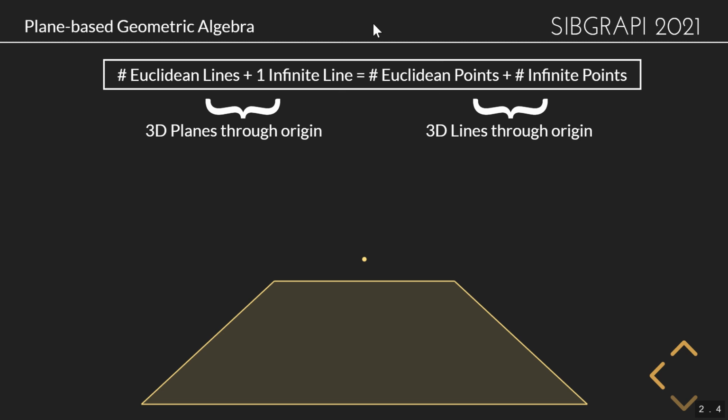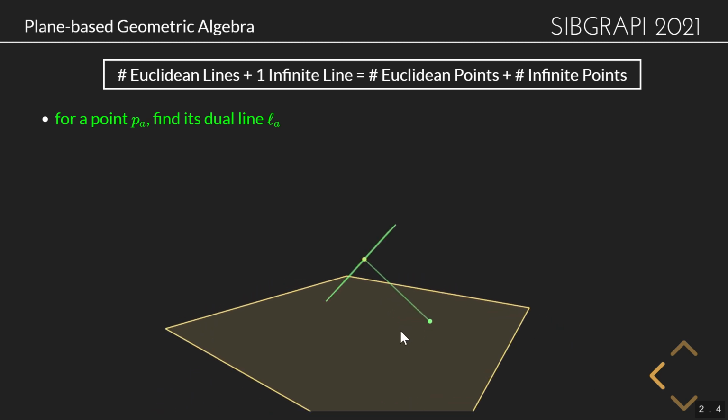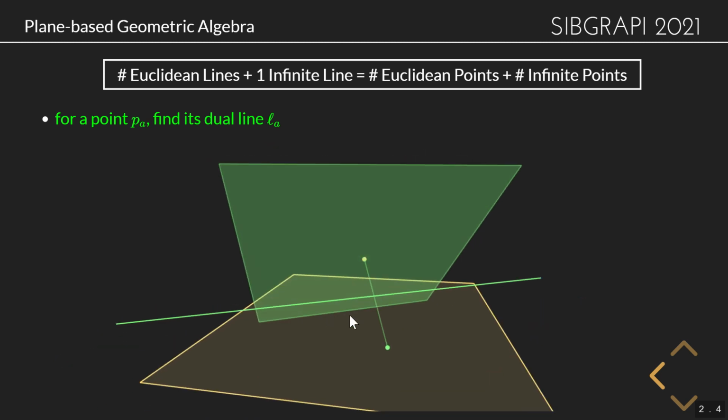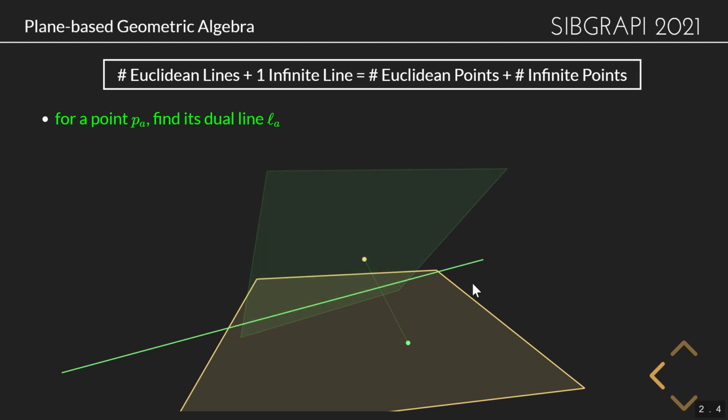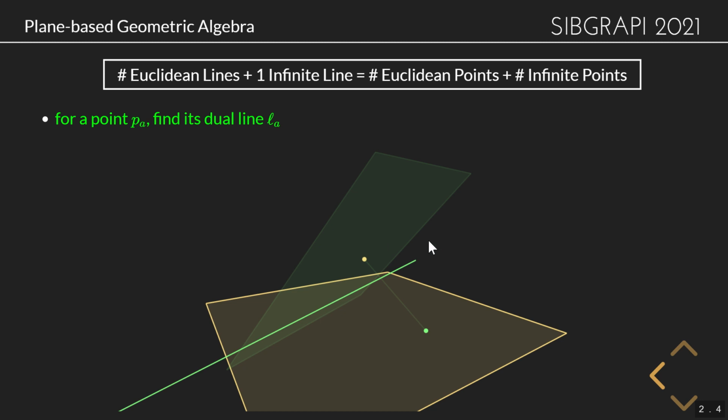We can make a map that associates a Euclidean or infinite line with a Euclidean or infinite point. And this map is actually called the duality map. It works both ways. And so how does it work? Let me show you. We can take this green point. We can construct the line through the origin. We can construct a plane orthogonal to it and see where that plane cuts the projective plane. And so what we now get is this green line.